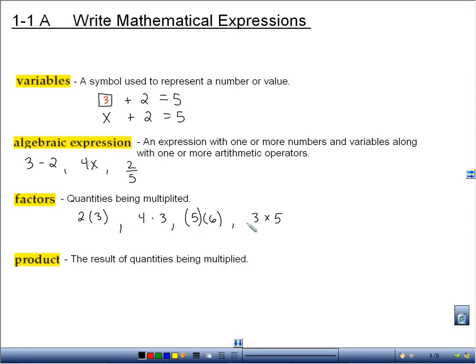But all of these numbers in this case are factors, and you can also have a number and a variable being multiplied together. In that case, we don't write anything between them. We don't write a parentheses. We just write 8y. Now the product is the result of things being multiplied. So if you multiply 2 times 3, you get 6. 6 is considered a product because 2 and 3 are its factors, and then 6 is the result or the product. So 4 times 3 would be 12. That would be a product. The product of 5 times 6 will be 30. The product here is 15. And in this one, the product is just 8y.